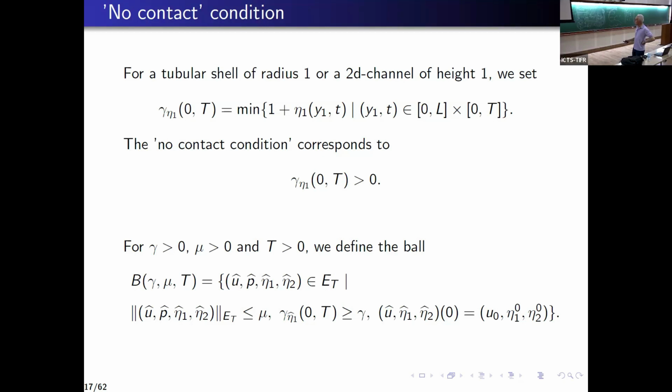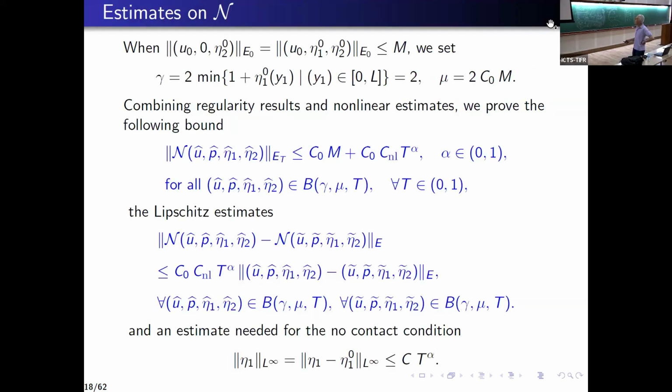So I take the solution into the space ET. I have to take a bound in this norm. I have to assume that this condition is satisfied, so I have to fix some positive gamma here, which is a lower bound, and I take the initial condition in this space. So this is the ball in which I can obtain a fixed point.